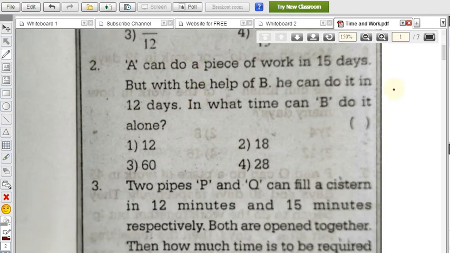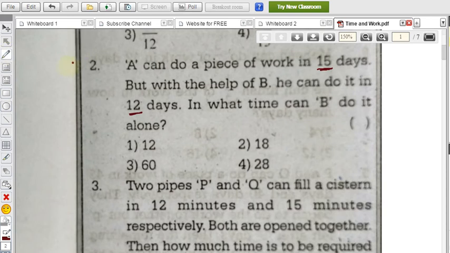Similarly, one more question. A can do a piece of work in 15 days, but with the help of B, he can do it in 12 days. So this is A alone, 15 days. With the help of B, he can do it in 12 days. This is A plus B together. In what time can B alone do it? Okay, A himself is 15. With the help of B means 12 days is work done by A and B together.